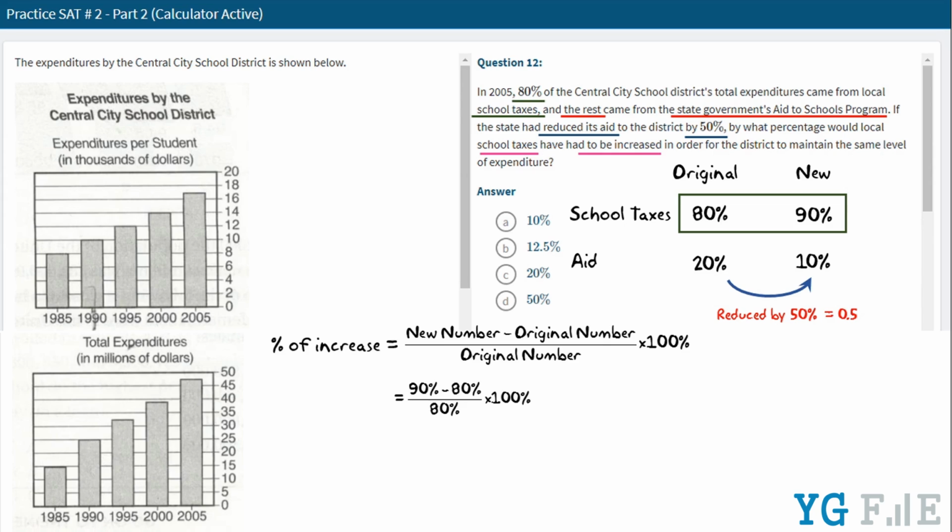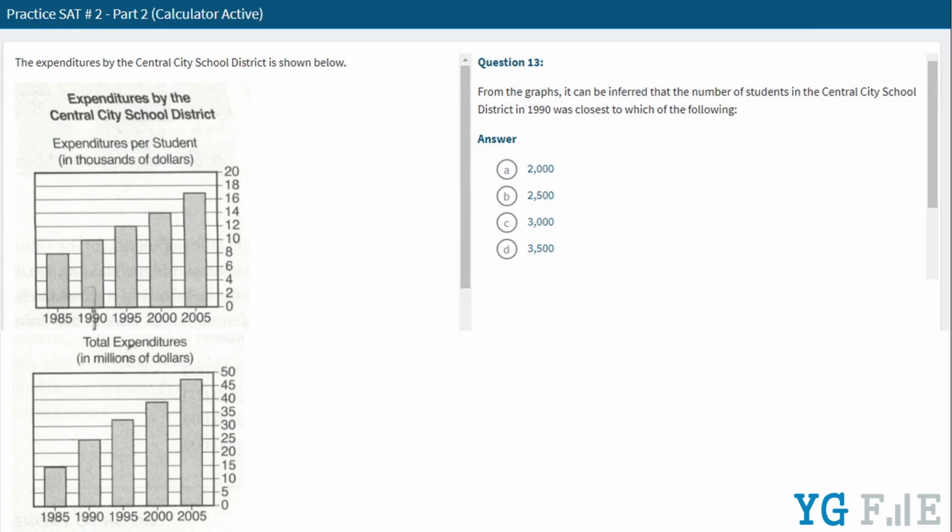And 90% minus 80% is 10%. So we can simplify the percent, since the percent is actually divided by 100. So we can calculate 10 divided by 80 times 100%, which is equal to 12.5%. So the answer for this problem is B. Next, we can move to the second question.